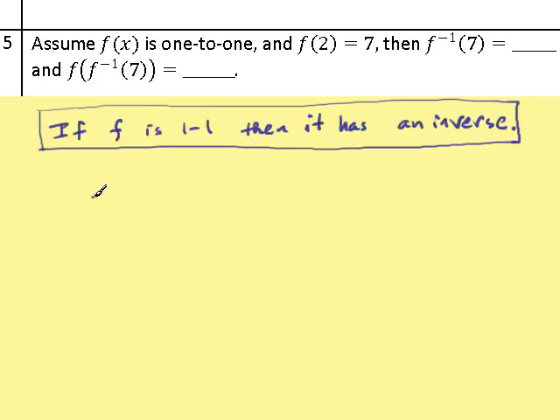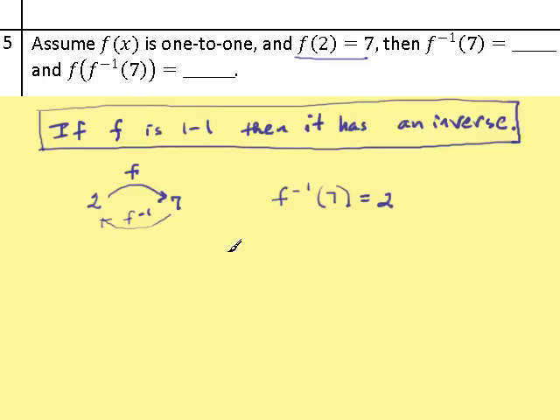Well, let's just draw this little picture. We can say that f takes 2 to 7. That's what we mean by f of 2 is equal to 7. 2 corresponds to 7 under f. And f inverse will do the opposite. So f inverse takes 7 to 2. So here, f inverse of 7, we can answer that first question. F inverse of 7 must be equal to 2.